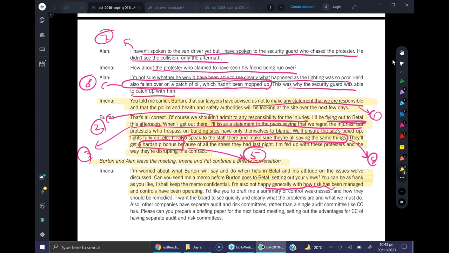Okay, and continuing to read this, I would like you to draft me a summary of control weaknesses and how they should be remedied. I want the board to see quickly and clearly what the problems are and what we must do. Also, other companies have separate audit and risk committees rather than a single audit committee like CC has. Please, can you prepare a briefing paper for the next board meeting, setting out the advantage for CC of having a separate audit and risk committee? So that is your exhibit 5.